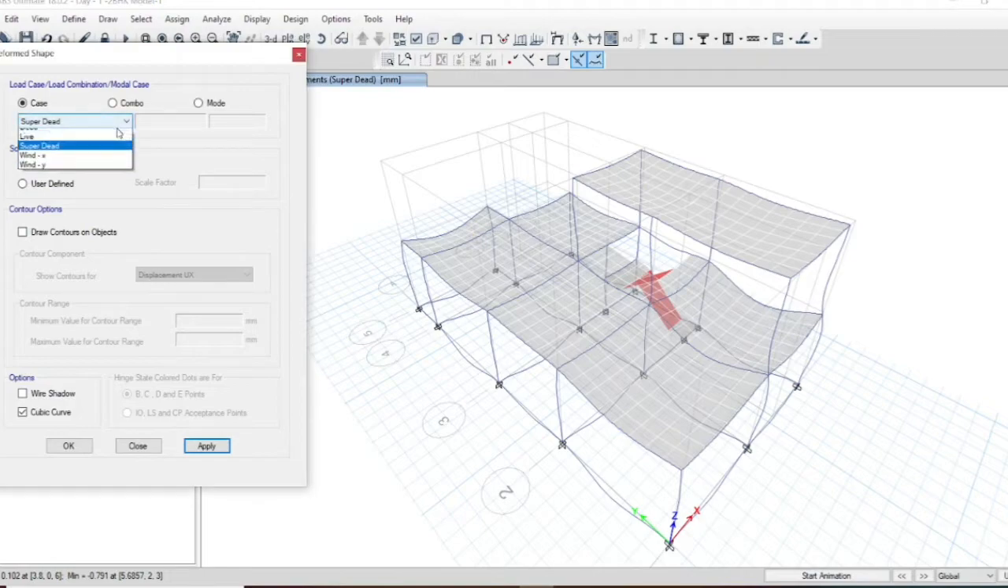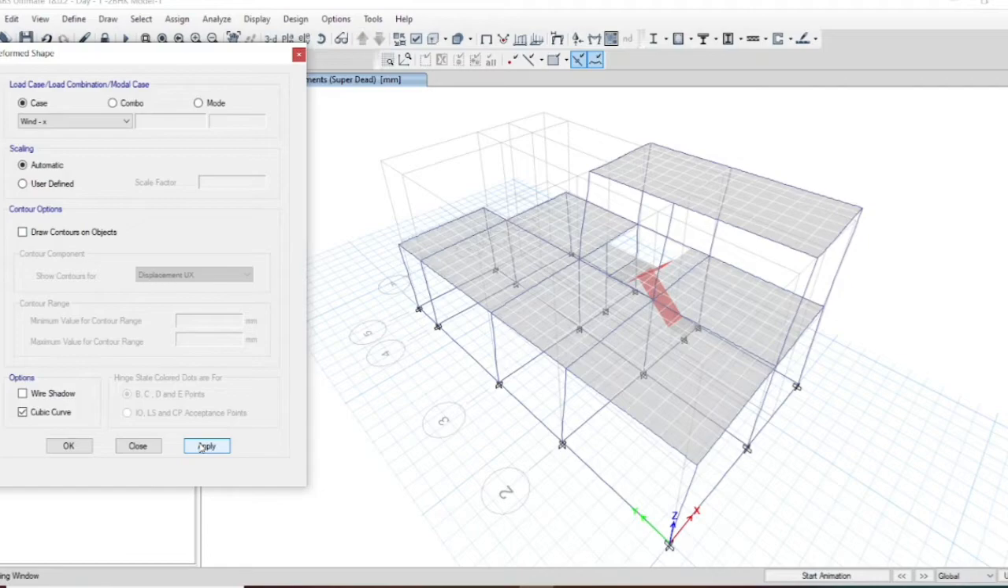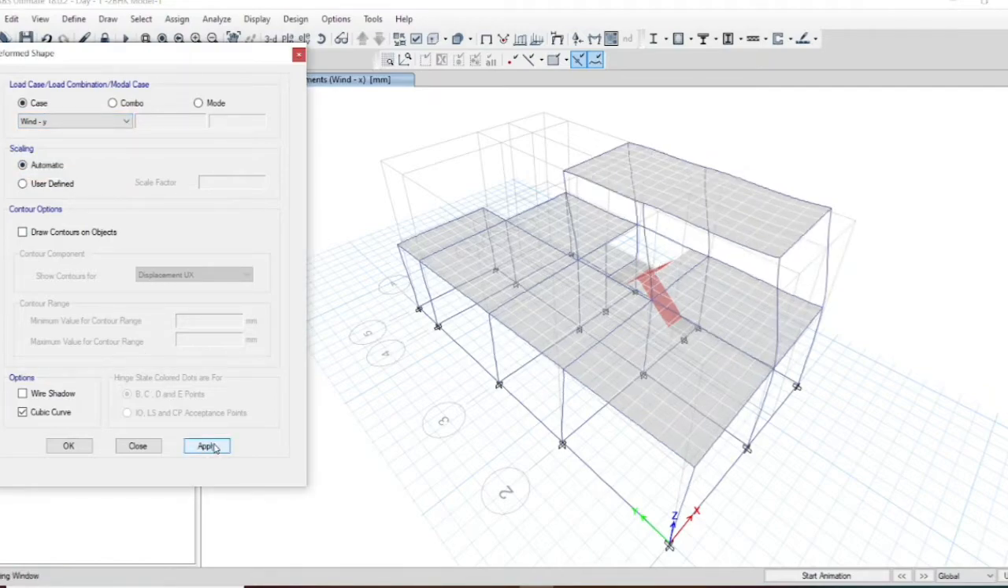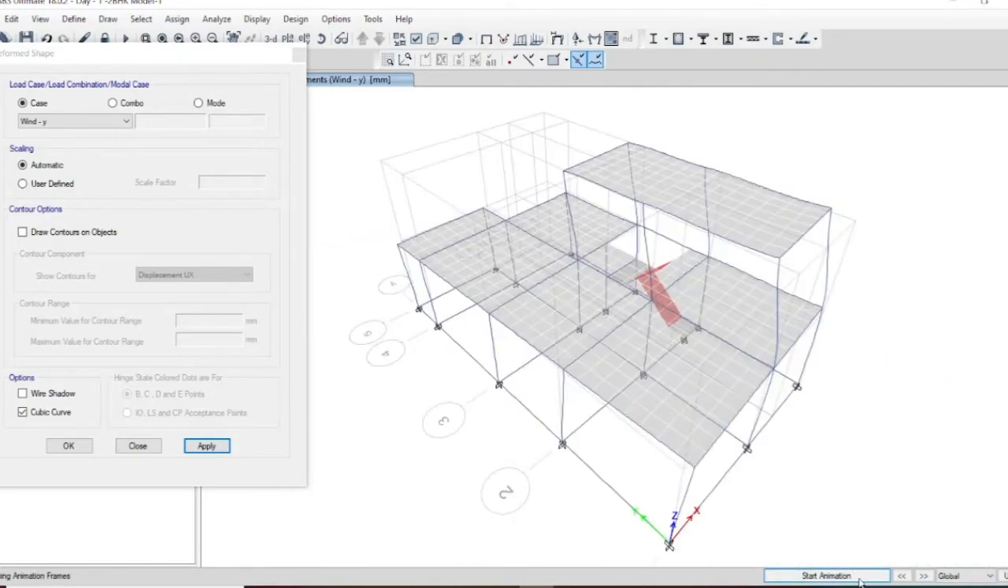If we look into wind, which we have applied now, you can see that it is deflected in one direction. Wind in Y direction, if we are applying, so we have applied wind in Y direction. That is why you can see the difference. If I start the animation, you will get a good understanding in the Y direction.